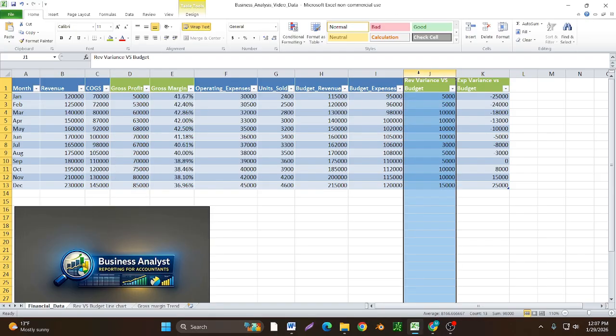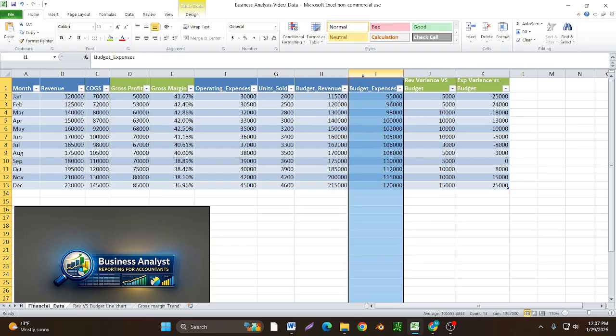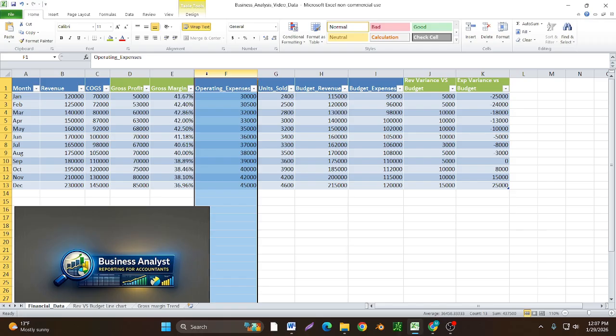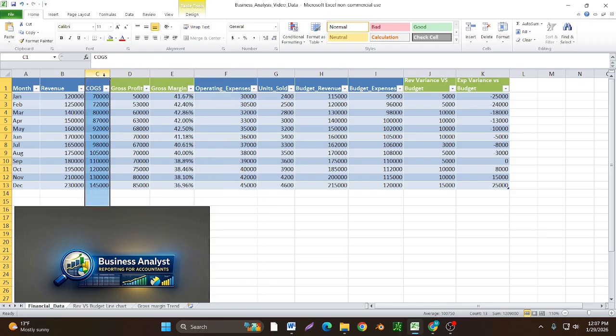So now look at the budget revenue and budget expenses compared to the actuals. If actual revenue beats budget, that sounds good, but we still ask why. Did sales volume increase? Did prices increase? Was it a seasonal demand?